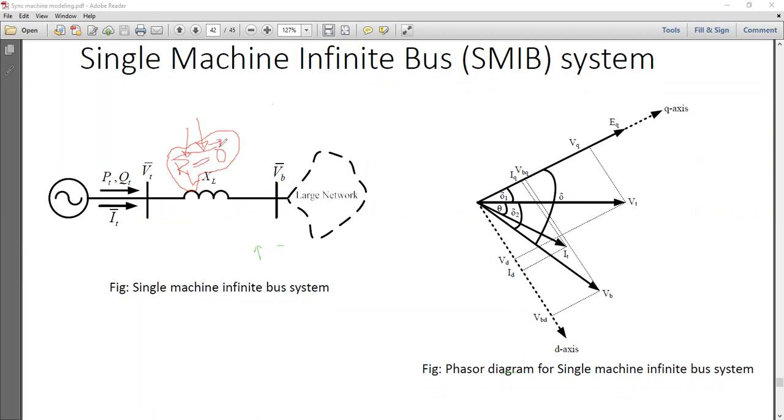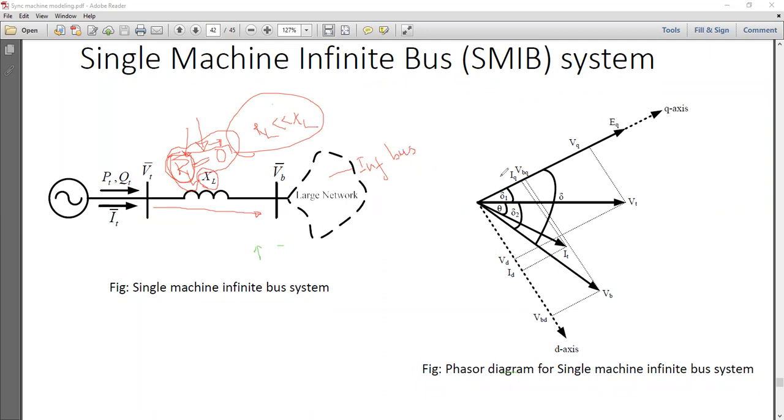So while we design the transmission network, the cable or the overhead lines, we try to minimize this RL as much as possible. So we can say RL is far, far less than XL, and with this assumption, we can ignore it. This XL is the inductive reactance of the transmission network through which the power is being transmitted to the large network, which is represented by the infinite bus having a voltage VB.